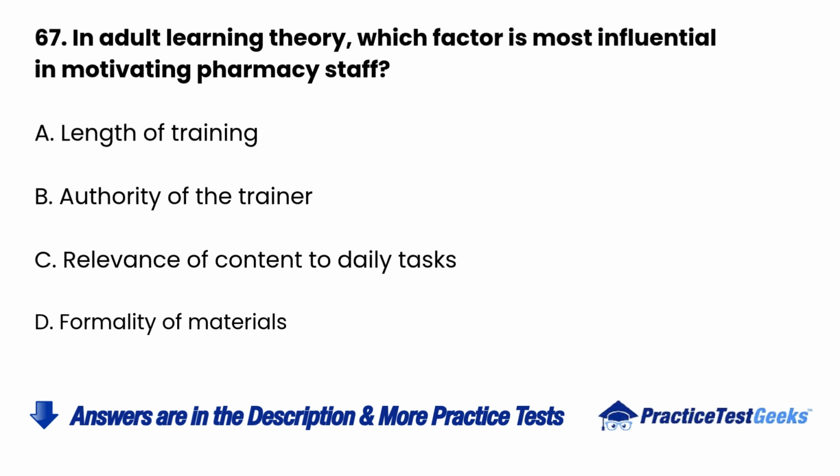67. In adult learning theory, which factor is most influential in motivating pharmacy staff? A. Length of training. B. Authority of the trainer. C. Relevance of content to daily tasks. D. Formality of materials.